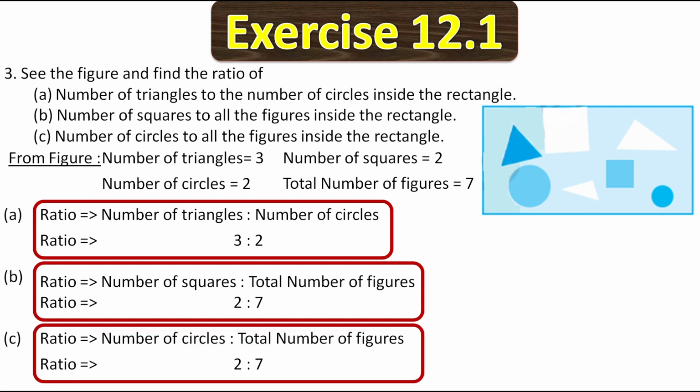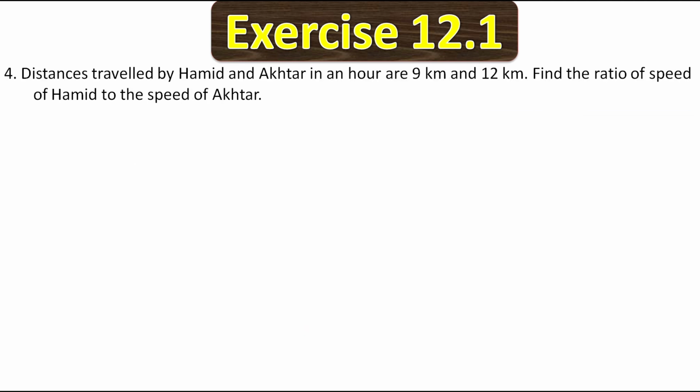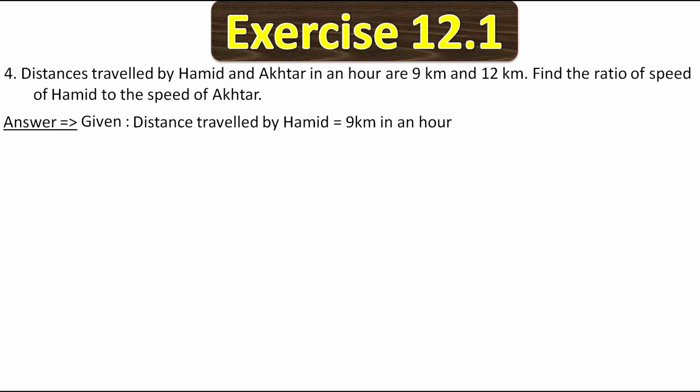Okay. Now let's move to the next question, that is the fourth one. Distances travelled by Hamid and Akhtar in an hour are 9 km and 12 km. Find the ratio of the speed of Hamid to the speed of Akhtar. First of all, we will write the given things. The distance travelled by Hamid is 9 km in an hour, meaning in 1 hour he covered 9 km. And the distance travelled by Akhtar is 12 km in an hour. Now they have told us to find the ratio of the speed of Hamid to the speed of Akhtar.